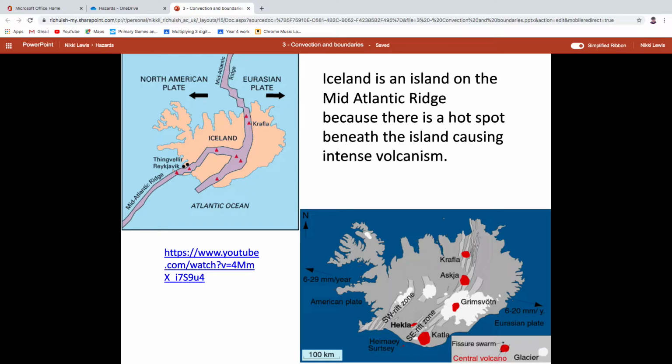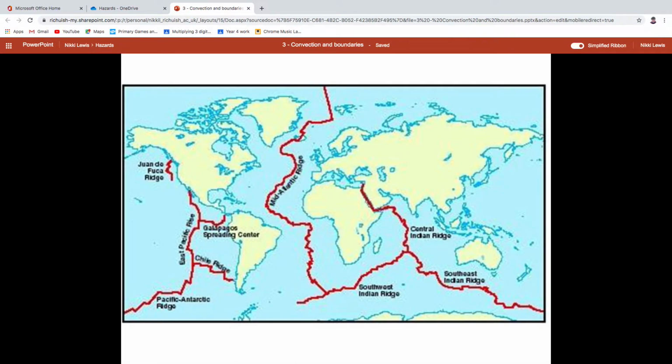I've just realised I haven't told you the name of the PowerPoint, sorry. So this one is, it's got a number 3. Oh, it's there, look. Number 3, convection and boundaries. So in the hazards folder, if you find that, you will have access. And this is just a little video about the birth of an island called Surtsey, which you can see here, which was entirely created by a volcanic eruption that you might quite like.